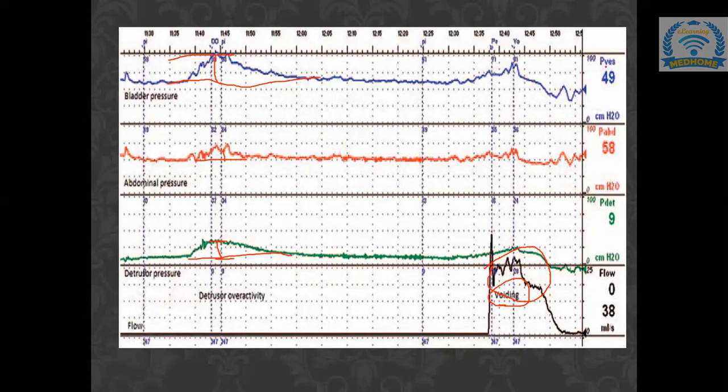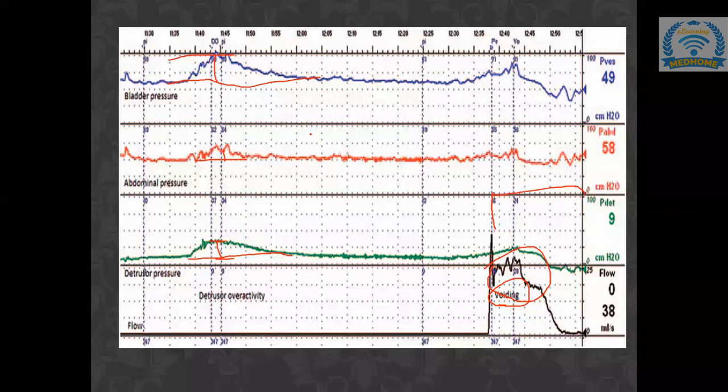If you see, this graph is divided into two halves. One is the filling phase, till here is the filling phase, and the pressure measured from here till here is the voiding phase of the graph. Now, this is the vesical pressure, this is the abdominal pressure, this is the detrusor pressure, and this is the flow rate of the urine.